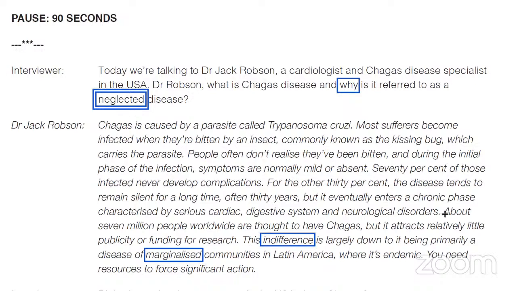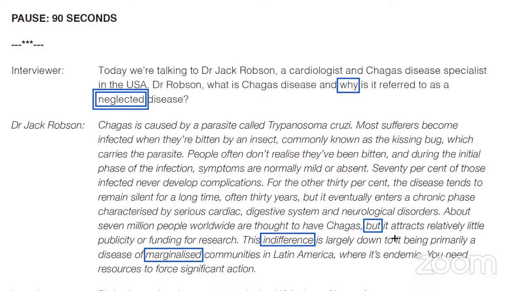About 7 million people worldwide are thought to have Chagas, but it attracts relatively little publicity or funding for research. Try to understand, so important a thing, but it is neglected because it attracts relatively little publicity, means not attracted by the public, not given public importance. Too much publicity means not neglected, but less publicity means neglected.